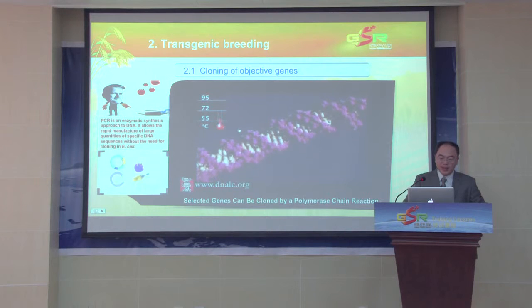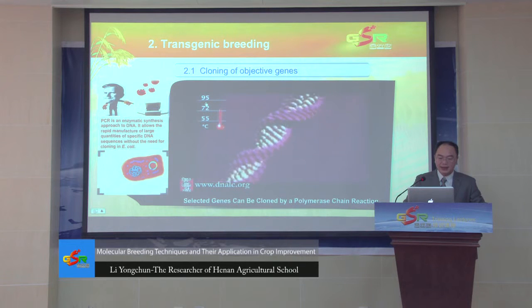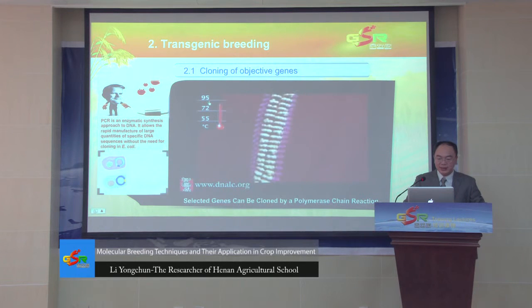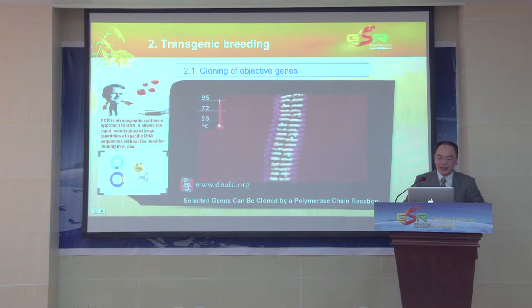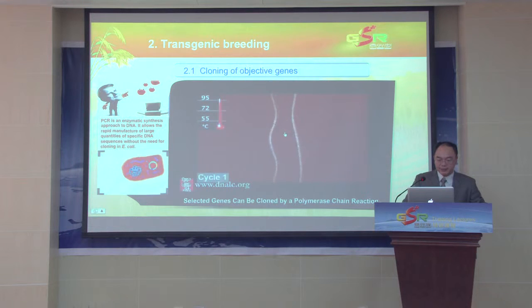Next, let's see how PCR works in detail. Actually, a PCR machine is just like a DNA duplicator, and its temperature can change. When the temperature rises to near boiling, about 95 degrees Celsius, the double-stranded DNA is separated. It's named denaturation.